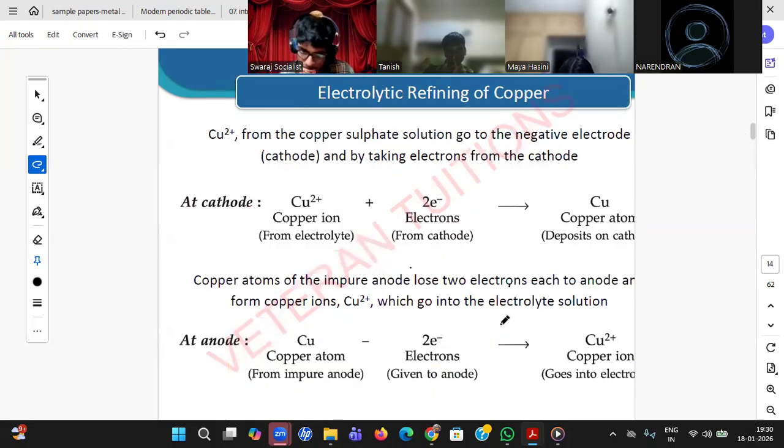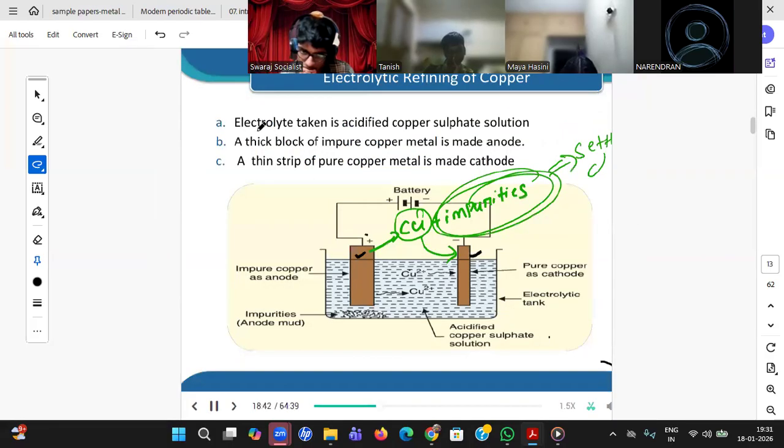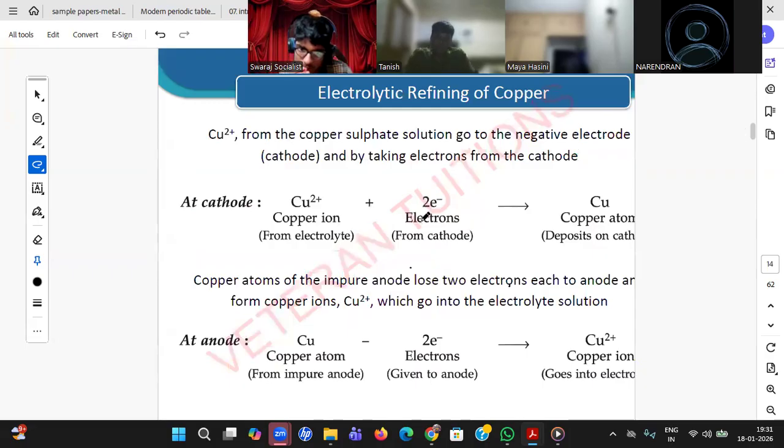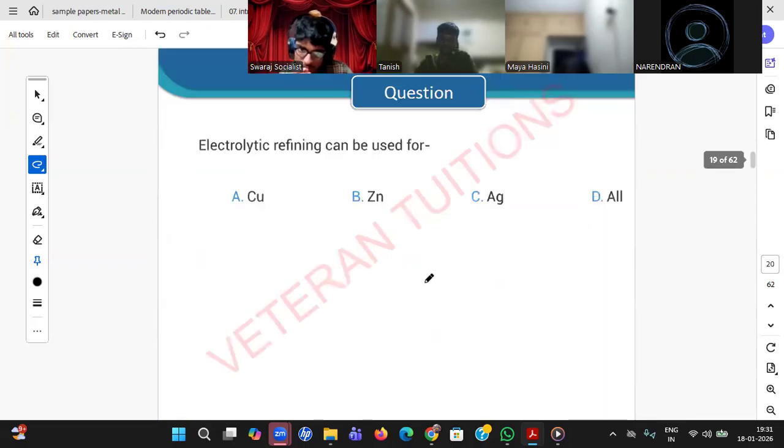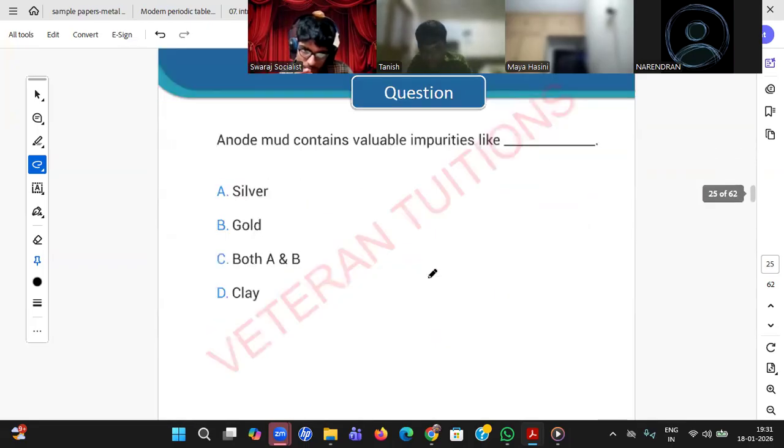So here what is important? What is the electrolyte? Copper sulfate. What is the thick block before the experiment? That is the anode, which is nothing but impure copper. What is the thin strip before the experiment? The thin strip is nothing but pure metal, which is the cathode. These questions are very important. And the reactions for cathode and anode are still the same. In this way, we have finished purification.